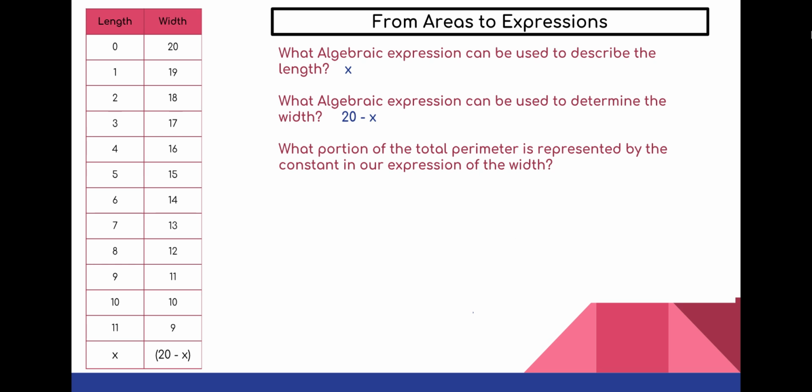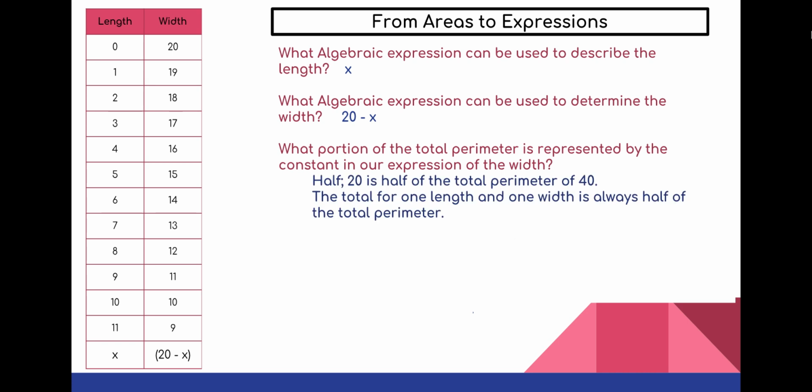What portion of the total perimeter is represented by the constant in our expression? This is critical because at the end of this, they're going to be able to determine an equation or an expression for the area given any size perimeter. Half. 20 is half of the total perimeter of 40. The total for one length and one width is always half the total perimeter.